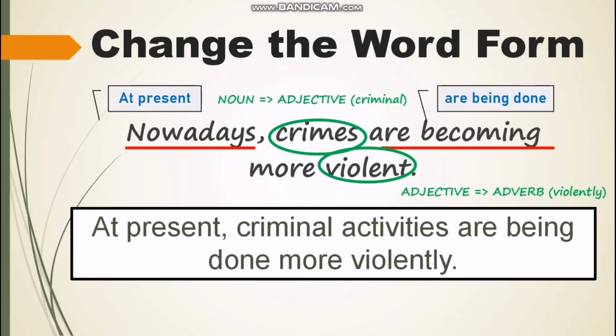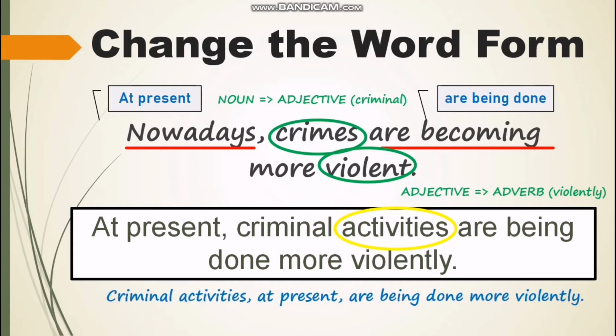If you've observed, I included the word activities after the word criminal. It's because criminal cannot stand alone here. It needs to describe a word. And because we use the adverb form of the word violent, it needs to describe either a verb, adjective, or other adverb. So here we use being done. We can also use the second method here by putting the phrase at present in another part of the sentence, like this. Criminal activities at present are being done more violently.